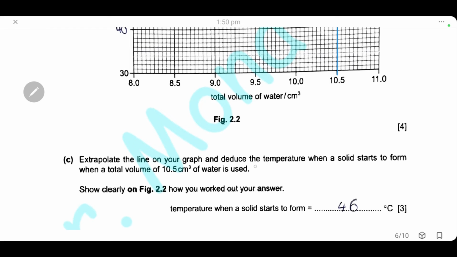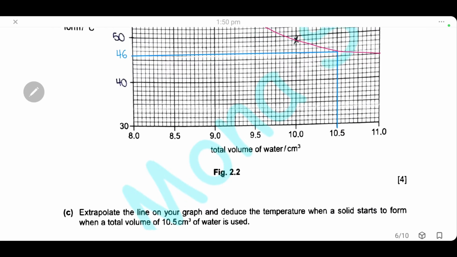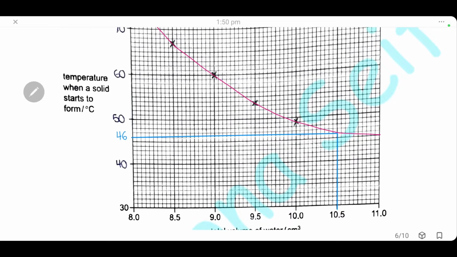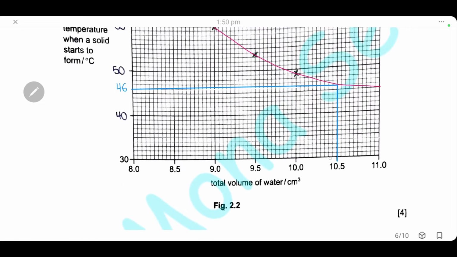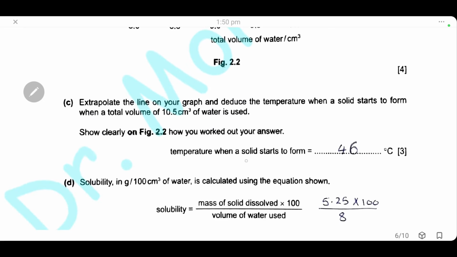Then deduce the temperature when the solids start to form when the total volume of water is 10.5 centimeter cube of water. So we will go back to our graph. Here we have 10.5 centimeter cube of water. We will go up till meeting the curve. At this point the temperature is 46. So we have to show your work on the graph as it is drawn here with the blue lines. The final temperature when the solids start to form is 46 degrees Celsius.